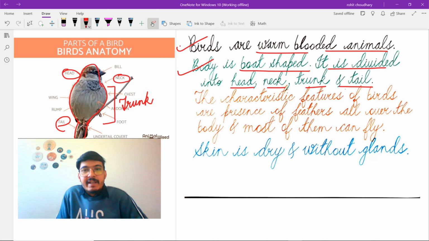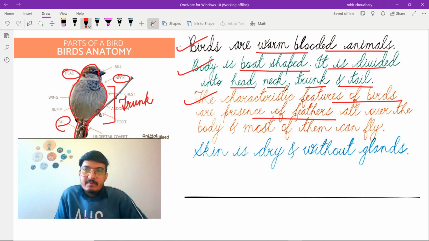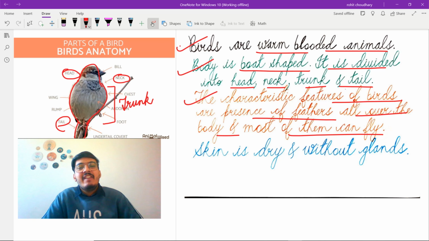and here lies the tail. The next feature is the characteristic features of birds are presence of feathers. Feathers keep them warm and also make their body weight light. And these feathers are the modification of epidermal scales. And these feathers are present all over the body and most of them can fly except flightless birds, for example, kiwi and ostrich.